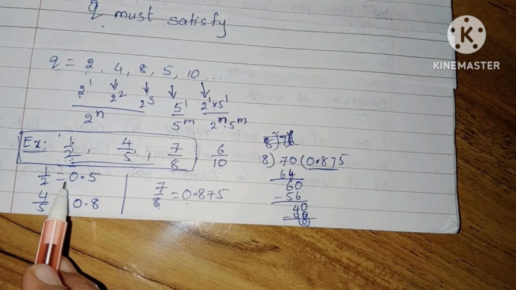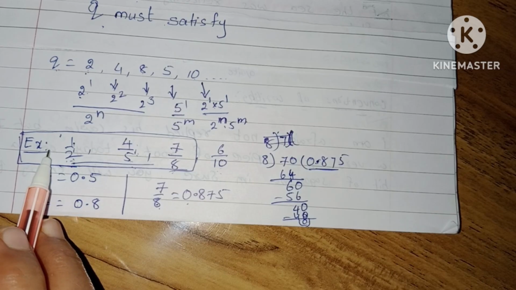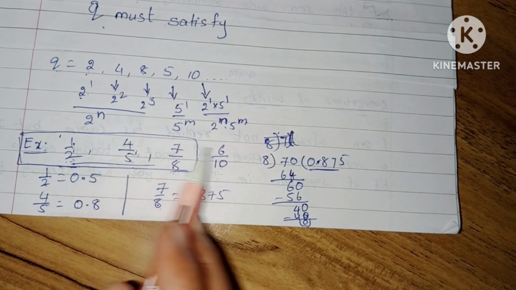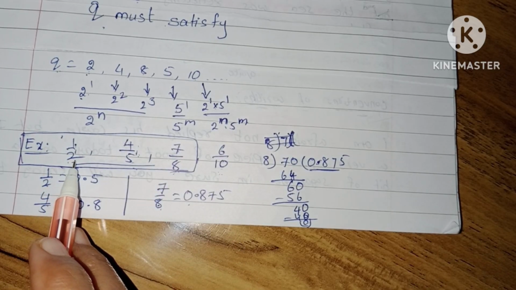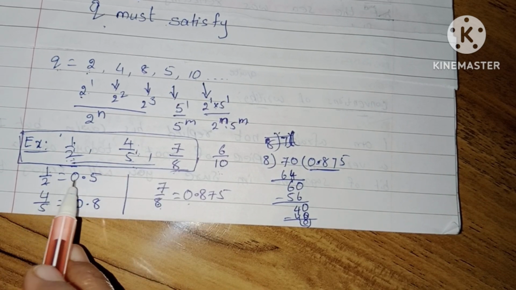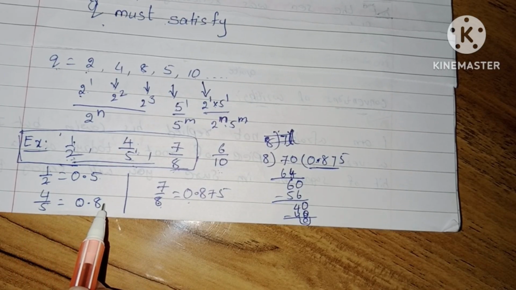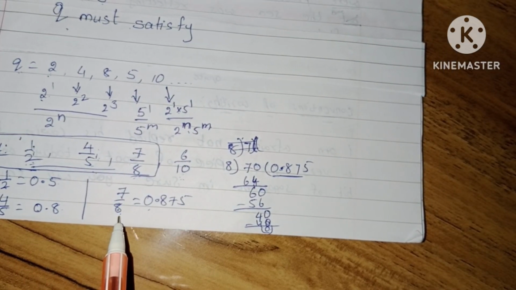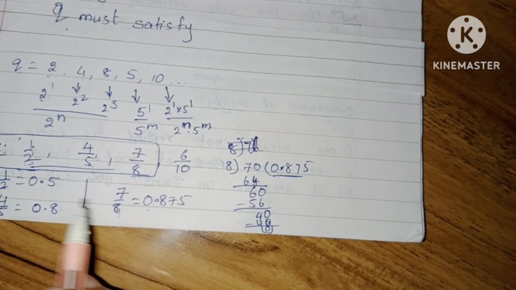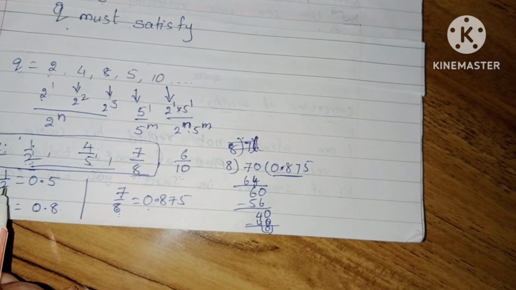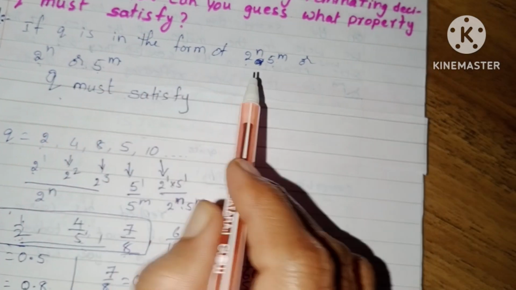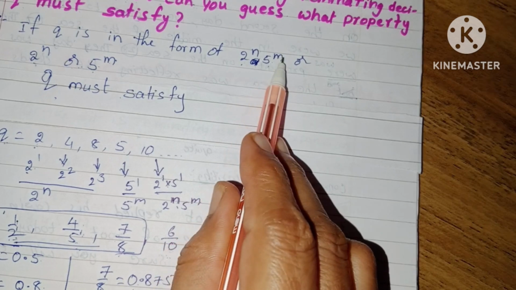Look here, 1 by 2 equal to 0.5. The examples 1 by 2, 4 by 5, 7 by 8 and 6 by 10. All these are in the p by q form, and the denominators are 2, 5, 8 and 10. So 1 by 2 is 0.5, 4 by 5 is 0.8 and 7 by 8 is 0.875. So all these three rational numbers are terminating decimals and their denominators are in the form of either 2 power n or 5 power m or 2 power n into 5 power m.